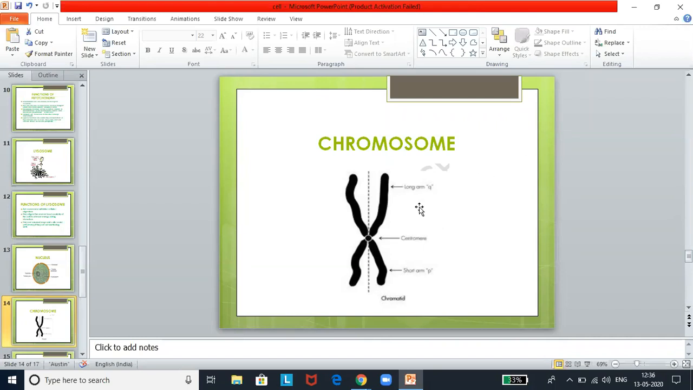The chromatin network, which has high affinity for stains, consists of many thread-like, coiled and much elongated structures called chromatin fibers. During cell division, the chromatin shortens and thickens, forming the chromosome. Now, this is the structure of a typical chromosome. The term chromosome was named by Waldeyer in the year 1888.